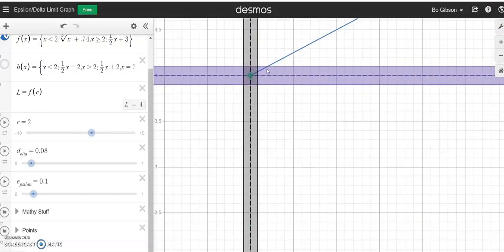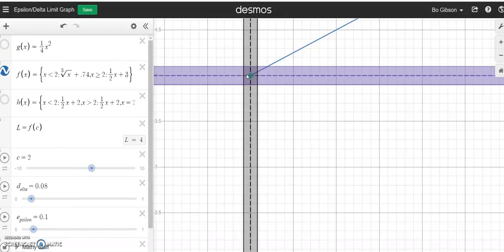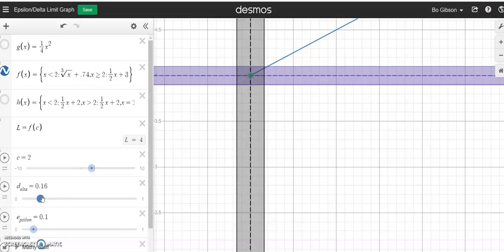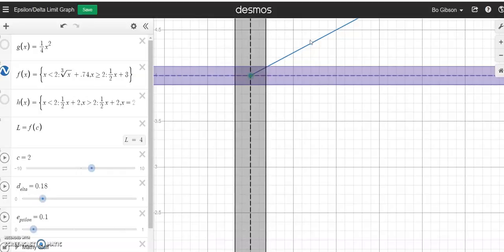I can get my epsilon and delta definition to work here. For example, I could make delta just a little bit smaller. Actually, no, I'm already good, right? So from the left, I can make delta even a little bit bigger. So right now, my definition works from the right, I'm sorry, but not from the left, right?